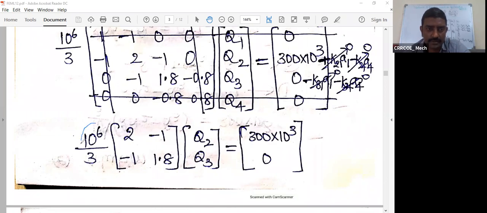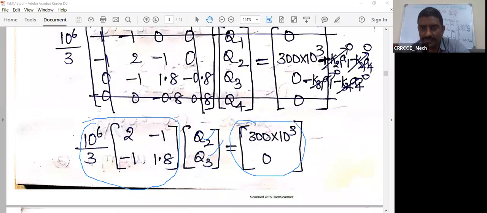So this is our reduced stiffness matrix, a 2 by 2 matrix. The nodal displacements are Q2 and Q3, and the modified load vector is F2 and F3. In this matrix form, these are two linear equations. If you solve those two equations, you will get the values of Q2 and Q3.